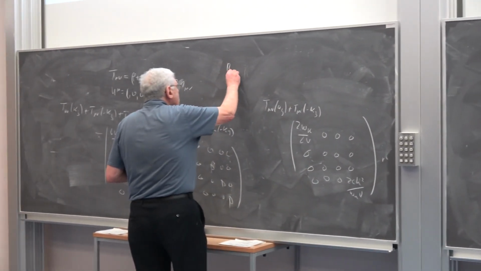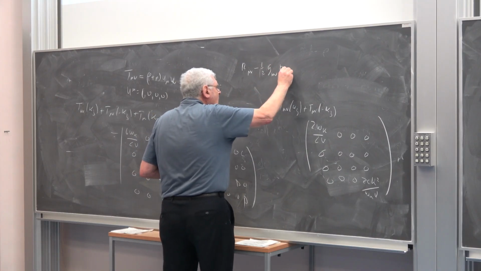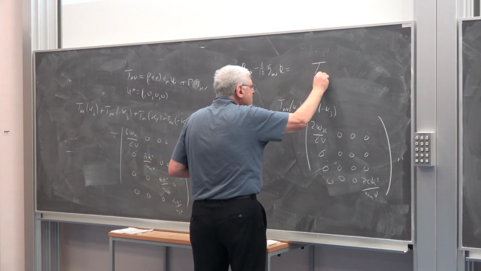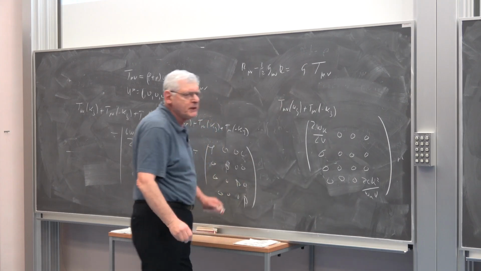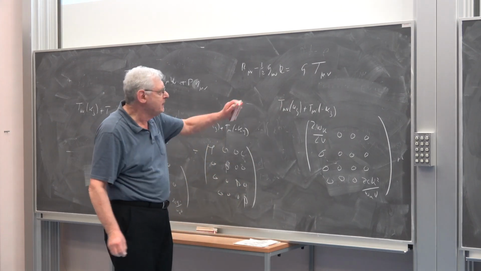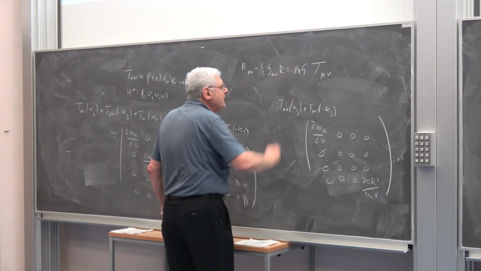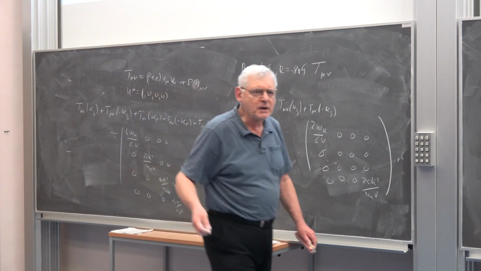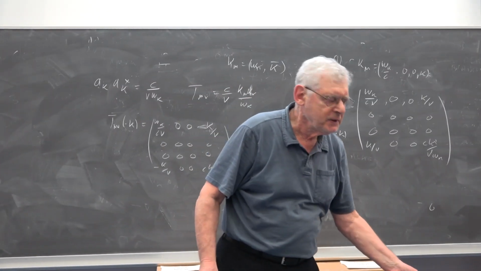R mu nu minus a half G mu nu R. It's got to be something to do with T mu nu. The dimensions have to be that you put in Newton's constant, because they have different dimension. It's conventional to call it A pi, and it's a minus sign only because I work in a metric in which eta 0, 0 is minus 1.